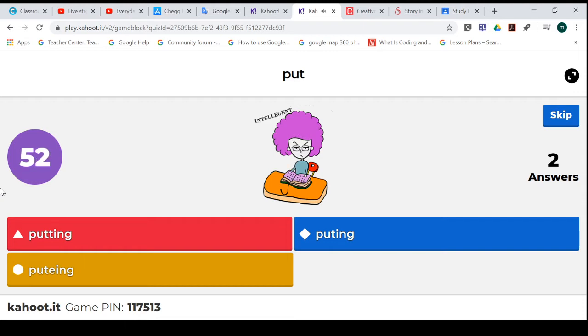So, maybe this one's a bit more difficult. Do we put an extra T in? Do we add an E? Or do we just leave it P-U-T plus I-N-G? Well, I don't think we're going to put an extra E in, right? It's definitely not yellow. But what do we do? Extra T or no extra T?